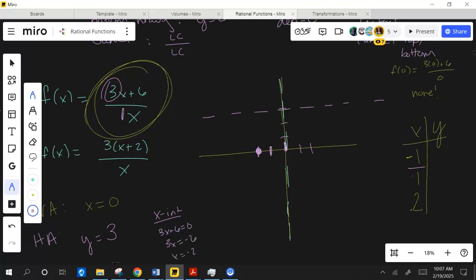But that's already my x-intercept. There's already a point there. If you included it, it's fine. You would just find a 0.